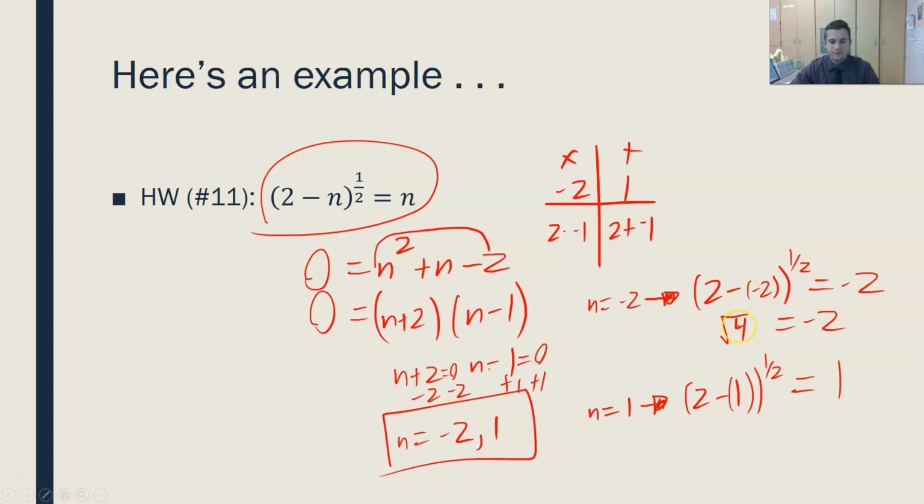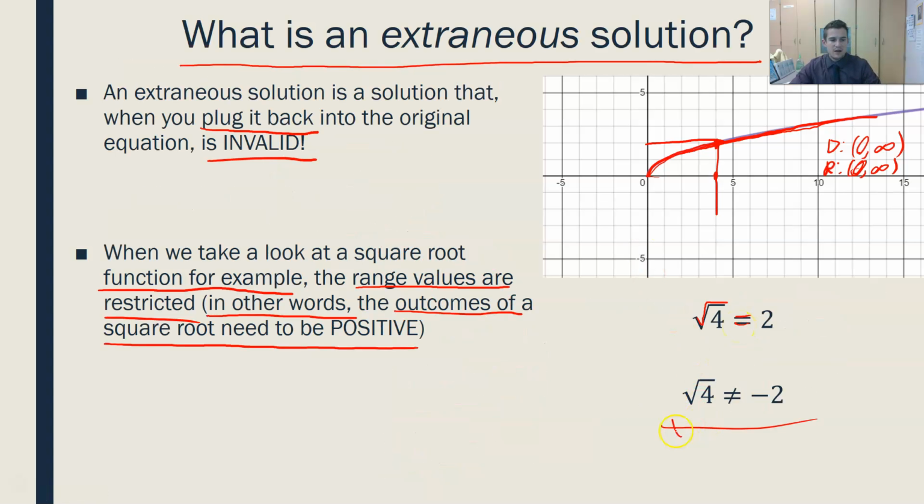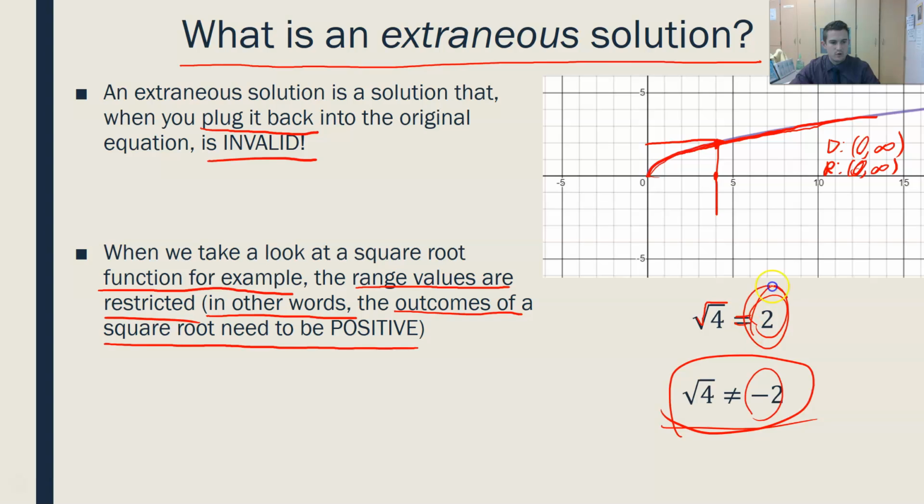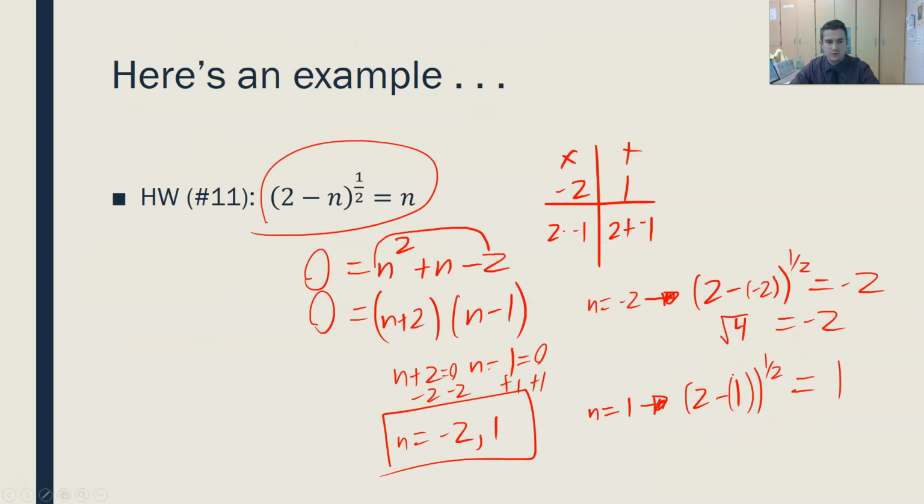And the square root of 4, let me go back here. In our function, the square root of 4 is a positive 2, not a negative 2. See that? The square root of 4 is a positive 2, not a negative 2. So coming back here, since when I plugged everything back in, I got the square root of 4 being equal to a negative number, in my function, that's not going to work. So negative 2 is going to be an extraneous solution. Negative 2 is not going to work.